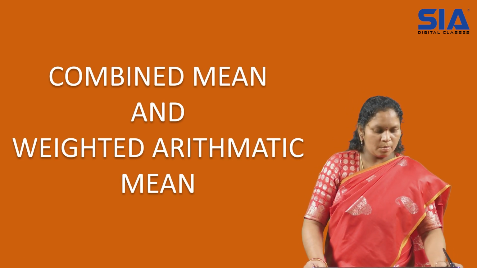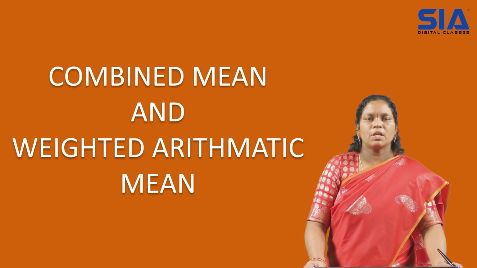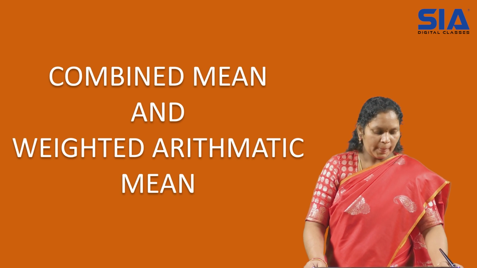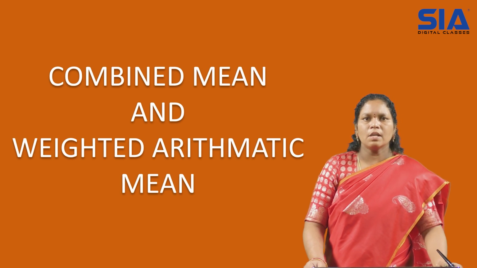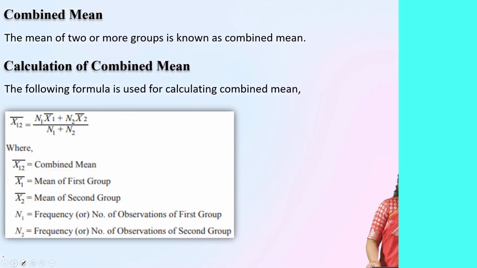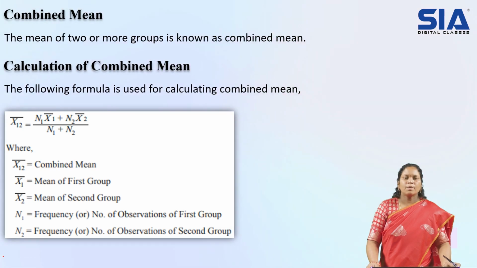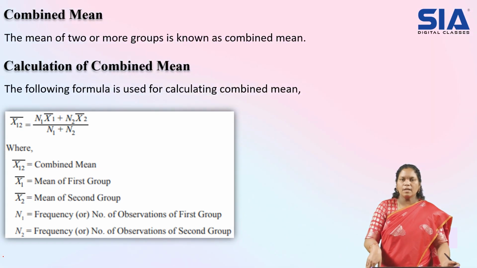We know about the mean, we already discussed what mean is. Mean is nothing but the average value. Now how does the combined mean go? The mean of two or more groups is known as the combined mean. They'll give us two or three mean values, and using those, we'll combine them and get a single overall mean.